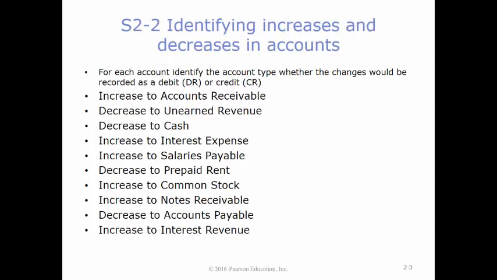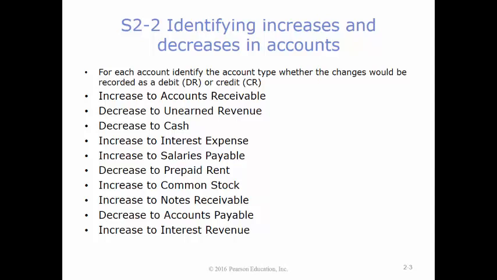In this exercise, we are first going to identify what type of account each of these is, because that will determine which side, debit or credit, the account is increased or decreased on. Remember that assets, expenses, and dividend accounts are increased on the debit side and decreased on the credit side. Liability, revenue, and common stock accounts are increased on the credit side and decreased on the debit side.